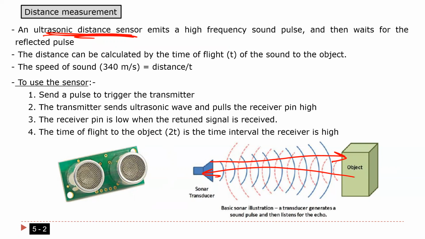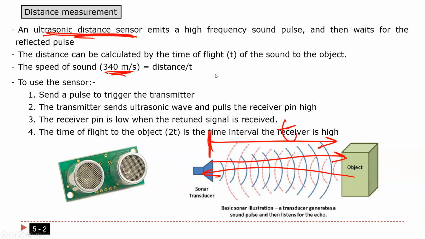Okay. So if I can measure the time for the signal to travel from here to here, I can calculate the distance. Why? Because there is a relation. What is the relation? The very basic relation is the speed of sound, which is known, 340 meters per second. The speed of sound equals distance divided by t.